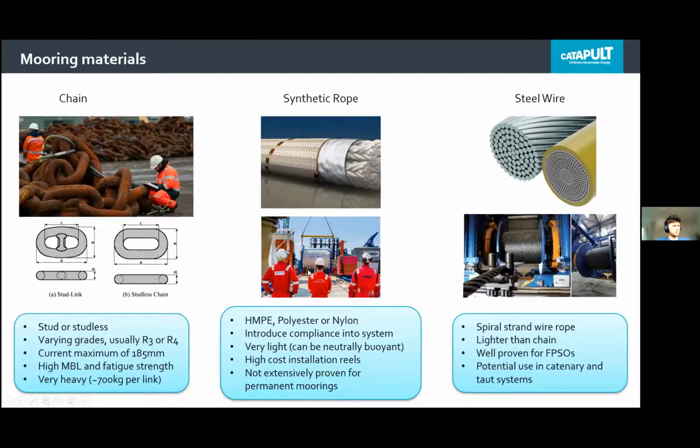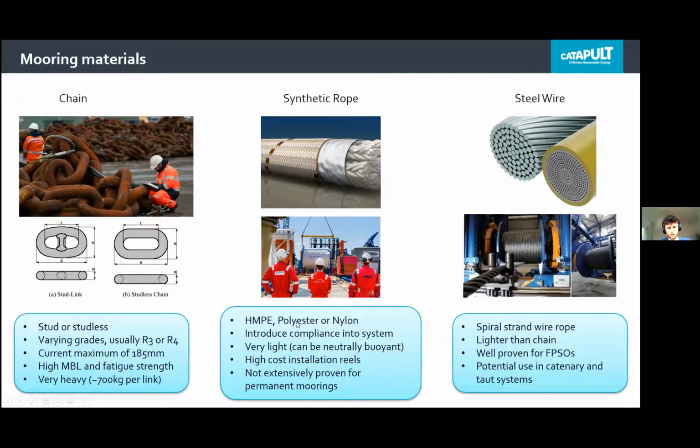With synthetic ropes, the three main types that people are looking at are HMPE, polyester, or nylon. HMPE: one of the main designers of these is Dyneema, so it's quite often referred to by the trade name Dyneema. And DM10 is one example of that. They have much lower stretch compared to other mooring lines, and so they provide a lot of reduced compliance, which can be beneficial if you do have very deep water.